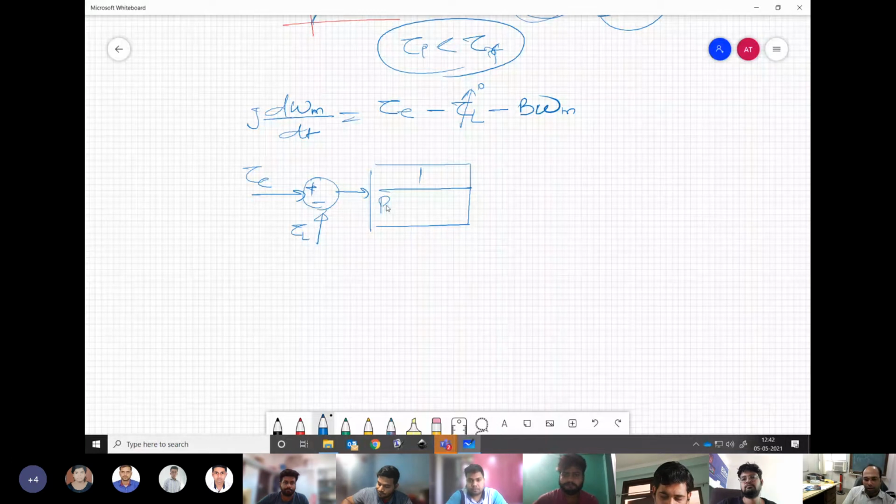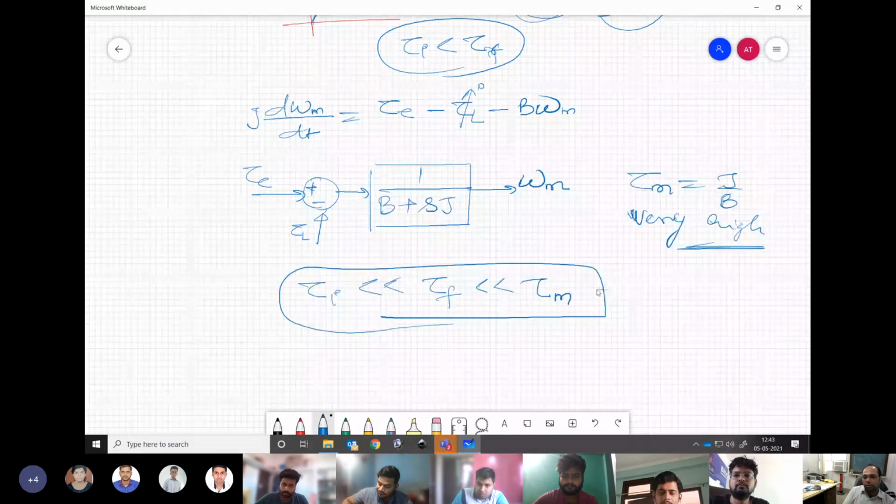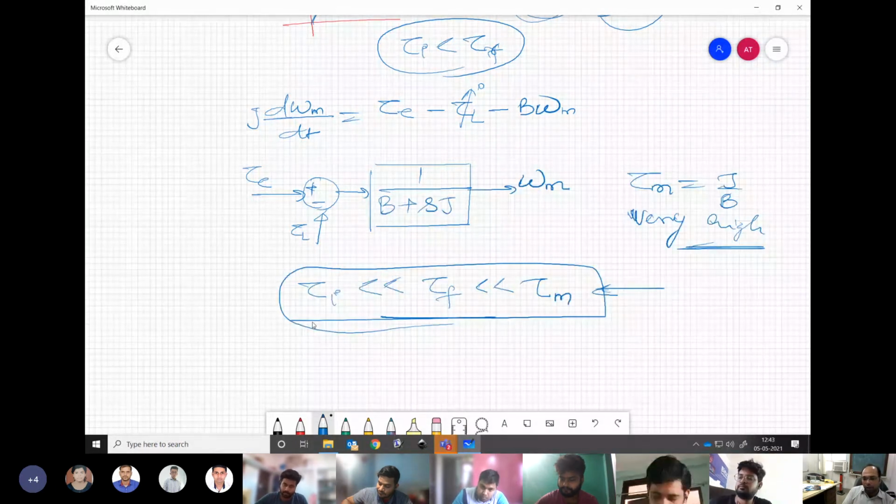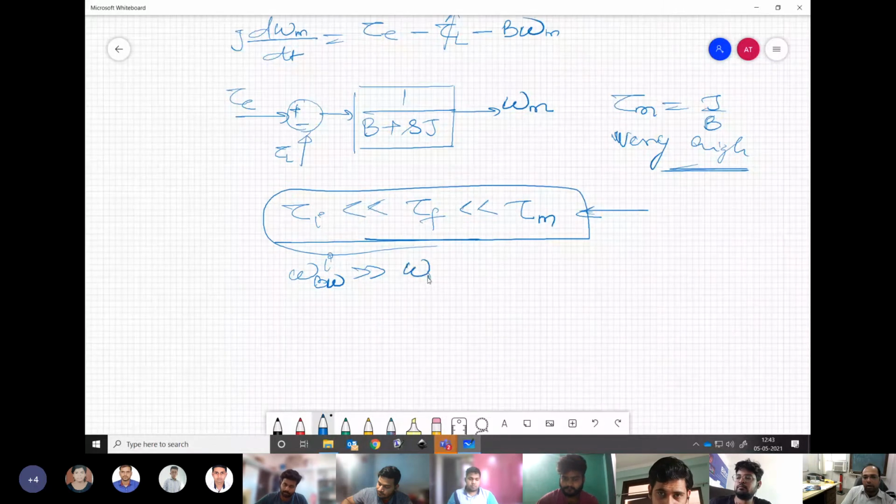So if you arrange these three systems, our current time constant will be the smallest, then our flux time constant, and then our mechanical time constant. Because of this relation, we go in the control mode first having the fastest control for the current, omega B omega I, then omega B omega F, and then omega B omega of mechanical.